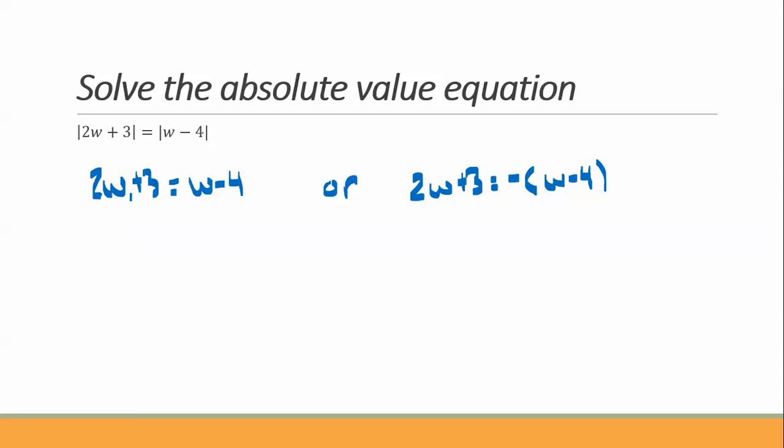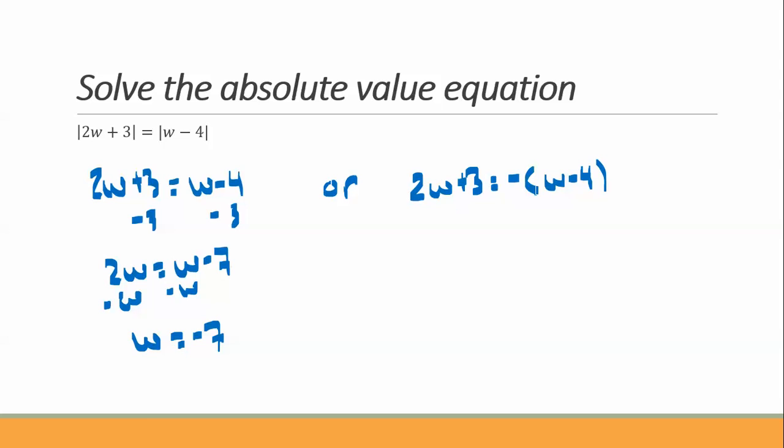Now notice, I don't start solving when there's absolute value signs. I start solving after I split it up. So now we can subtract 3 from both sides, and we have 2w equals w minus 7, and subtract w from both sides, and we get w equals negative 7.